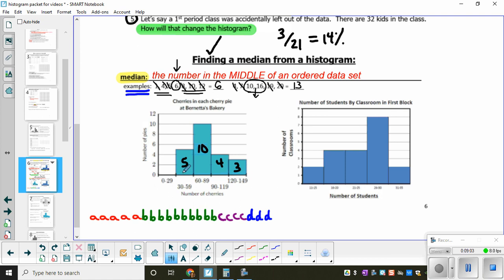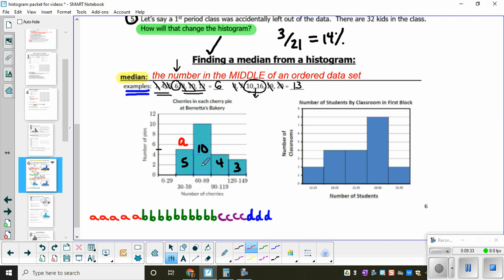Now, if I just want to know the number that's in the middle of this data set, check it out. I know that in this category right here, there are 5 pies, okay? See the height right here is the 5? There are 5 pies that have somewhere between 30 and 59 cherries in them. So if I let this column be represented by the letter A, I've got 1, 2, 3, 4, 5 pies right here that have somewhere between 30 and 59 cherries.